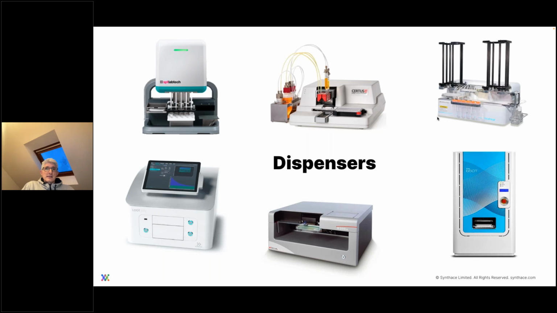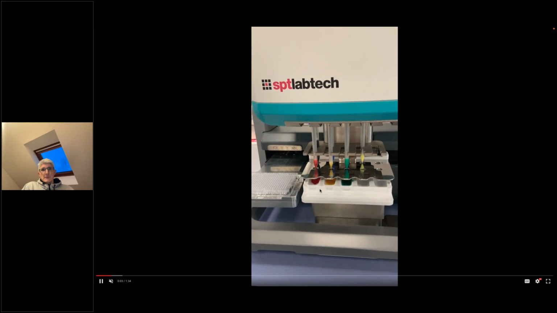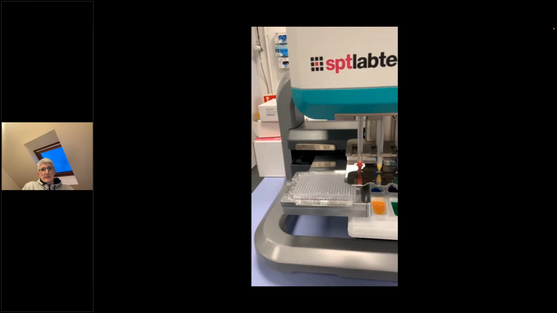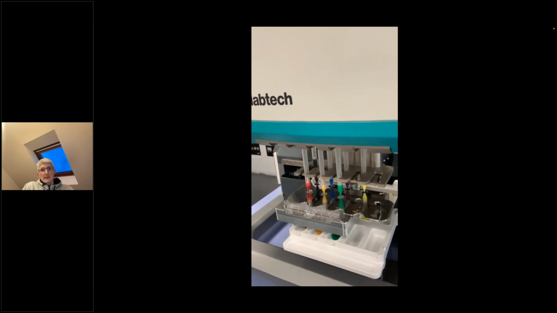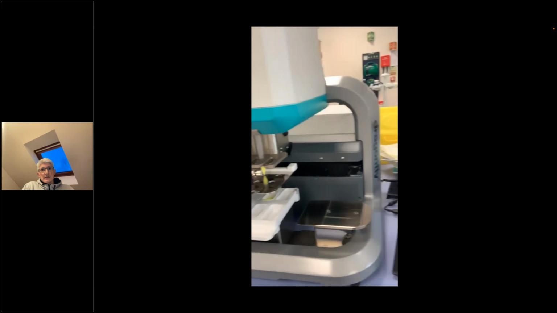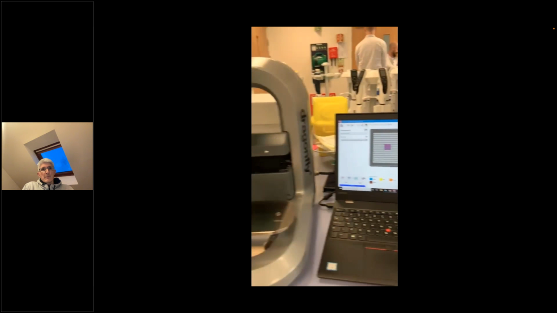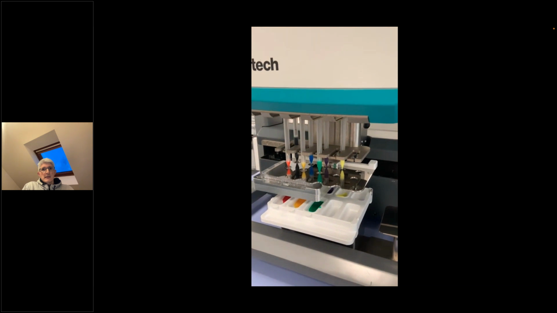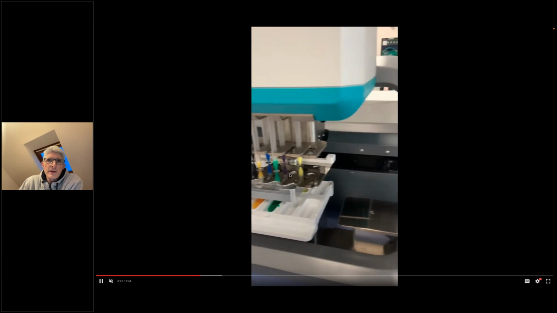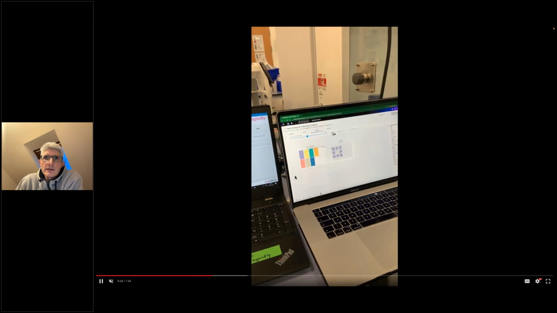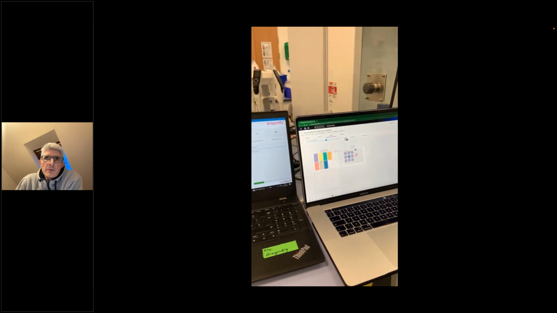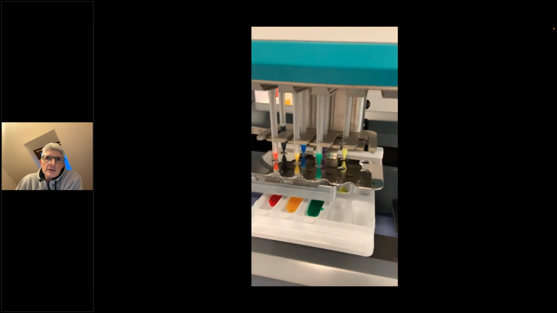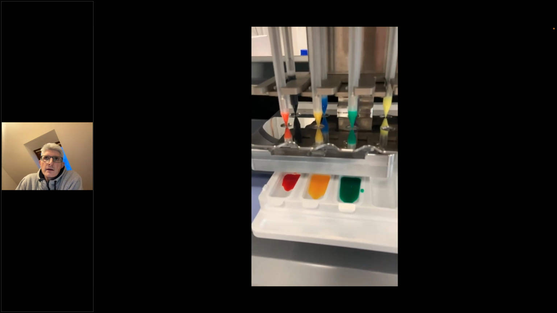But like I say, this class of liquid handler, the dispenser, we found to be really powerful when it comes to doing design of experiments. And I think this video should help to illustrate that quite well. Essentially, this is one of the dispensers I mentioned, the SPT LabTech Dragonfly. And you can see here how it's dispensing from multiple different channels simultaneously, multiple different pipettes simultaneously, without touching into the plate at all.